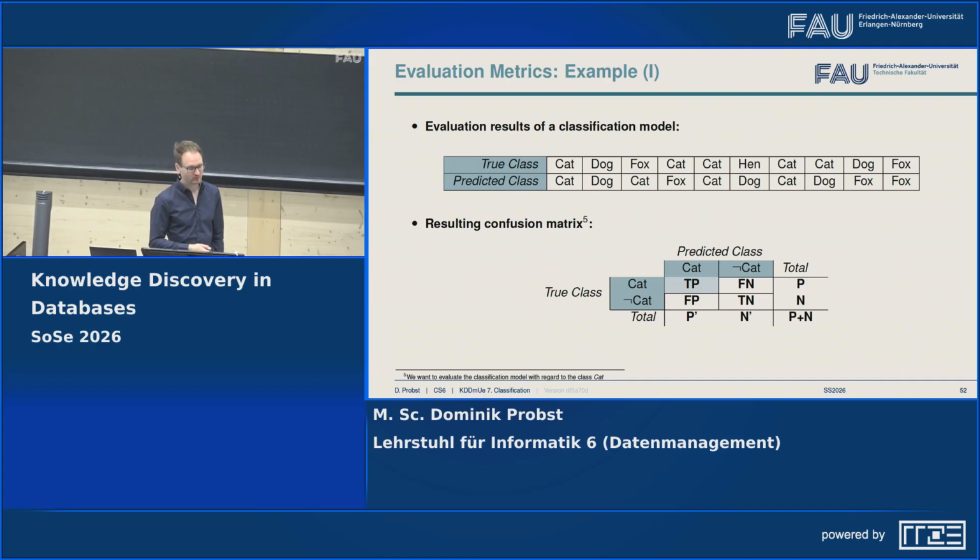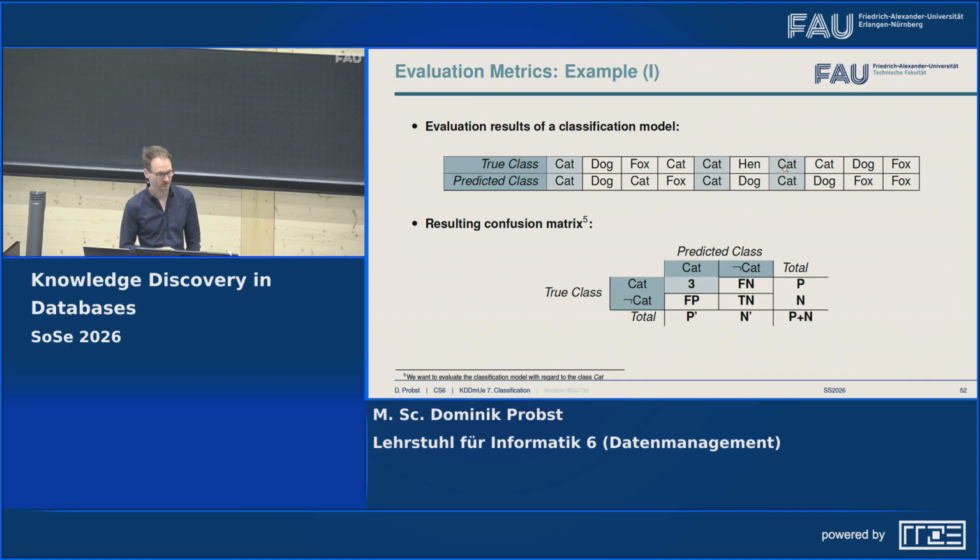For example, for true positives, we simply have to take a look at how often we are really cat once we have predicted cat. That's the case for here and the case for here. And, oh, the case here. So we have 3 times where we predicted true positives.